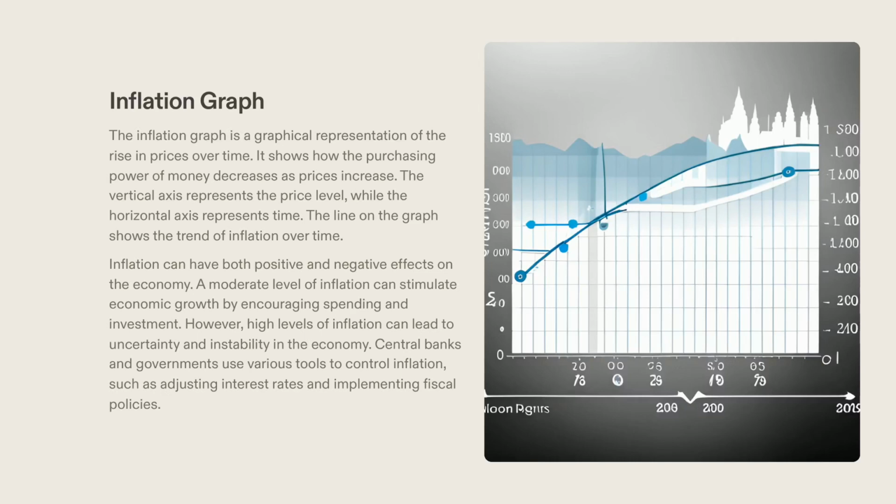To analyze the effects of inflation, an inflation graph is often employed. This graph plots the relationship between the price level and time, with the vertical axis denoting the price level and the horizontal axis indicating time. The line on the graph demonstrates the inflation rate over time. To control inflation, central banks and governments often use various strategies, such as altering interest rates and implementing fiscal policies. By understanding these strategies and looking at the graph, individuals can make more informed decisions concerning their finances and investments.